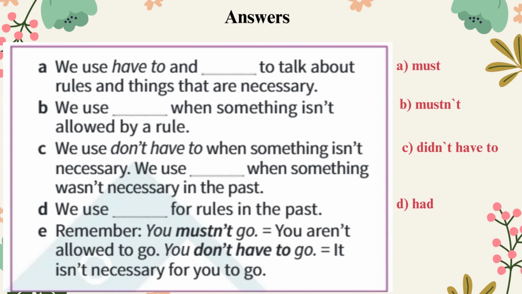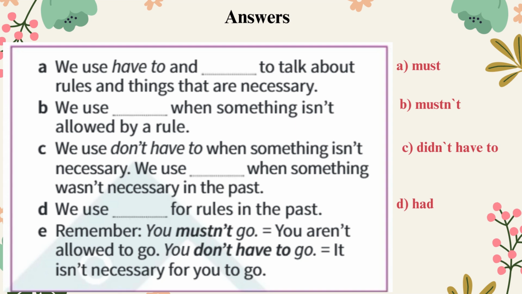We used the inductive study of grammar. Let's check the answers. We use have to and must to talk about rules and things that are necessary. We use must not when something isn't allowed by a rule. We use don't have to when something is not necessary. We use didn't have to when something was not necessary in the past. We use had to for rules in the past.